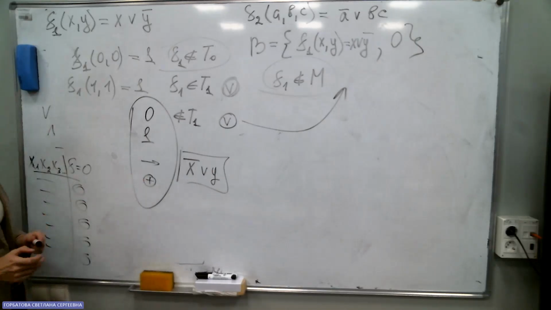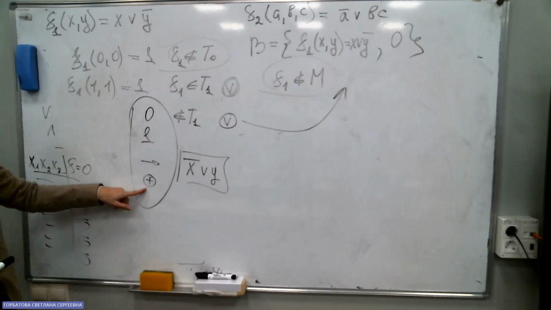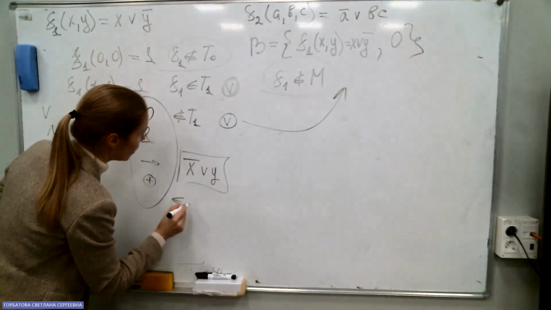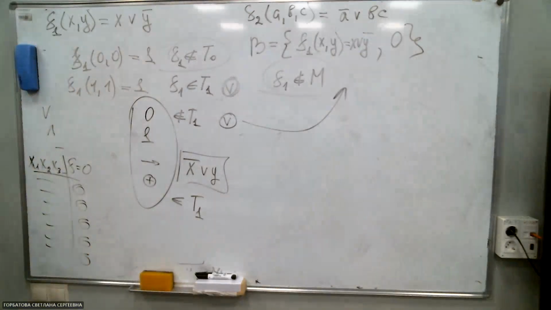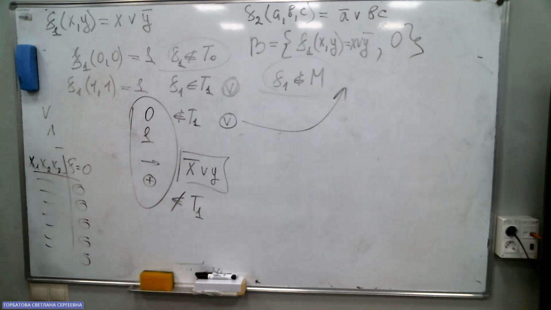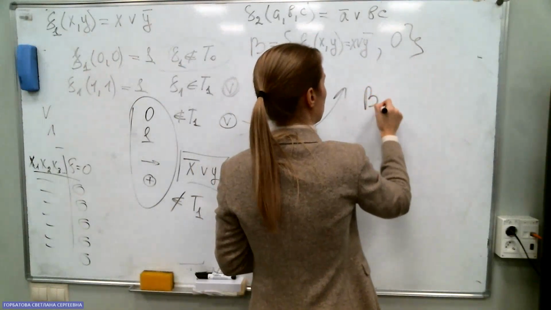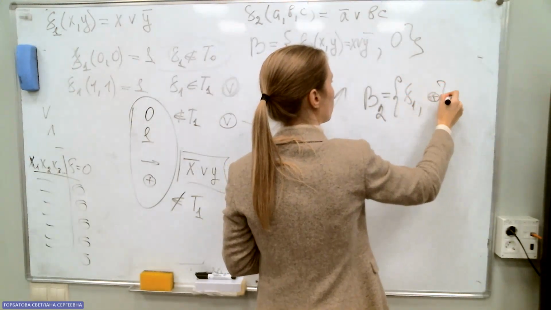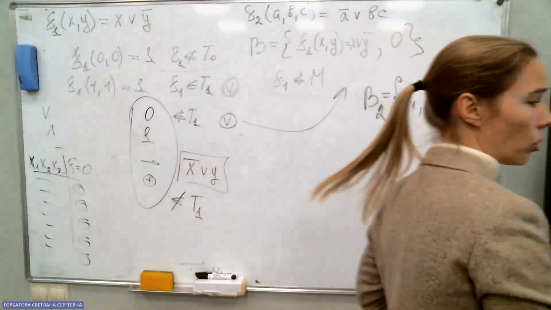Plus modulo 2 you already know. Does plus modulo 2 belong to T1 or not? It does not belong to T1, because 1 plus 1 will be 0. So it is also possible: basis number 2, another variant, F1 plus modulo 2. Okay, let's use those.